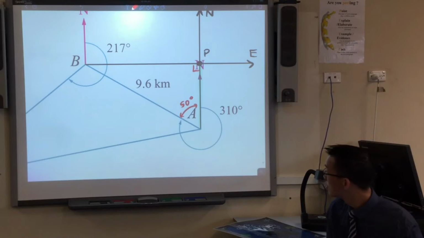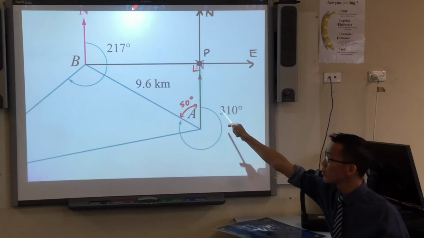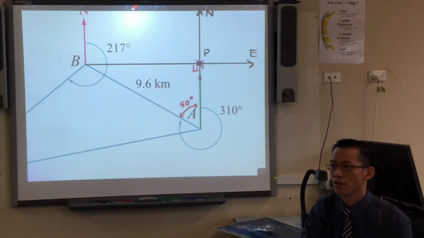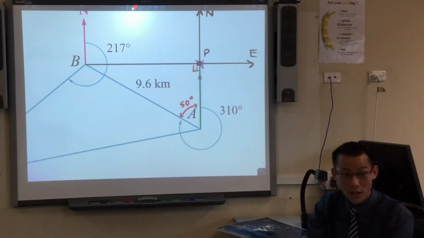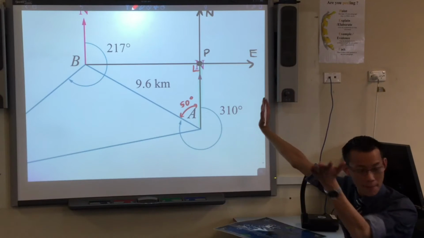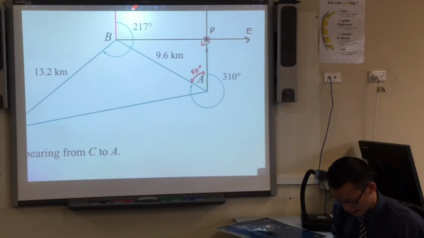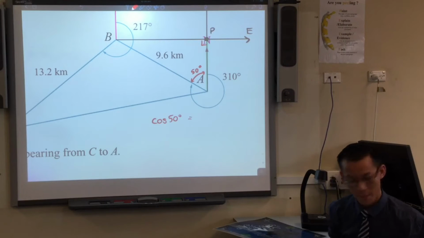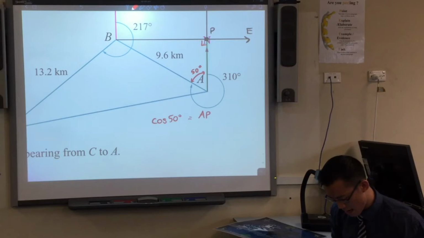Cool. Okay, now that I'm in this right angle triangle, I know one of the angles, I know the side I'm after. So I want this AP over here, BP I already know, so which ratio? Which ratio? Cos is adjacent on hypotenuse. So I can write, I'll just stick it in down here. Cos of 50 degrees is going to be AP on 9.6.